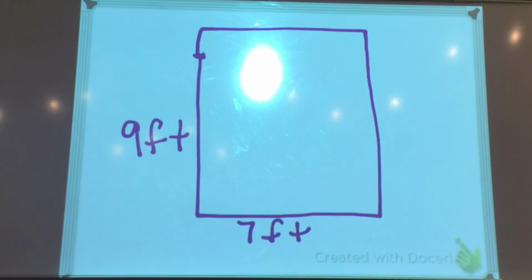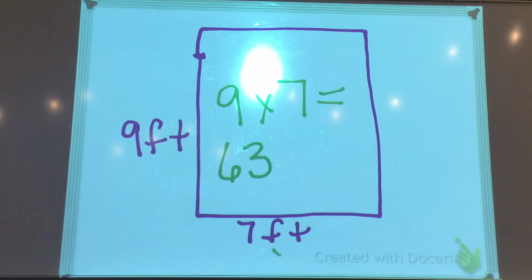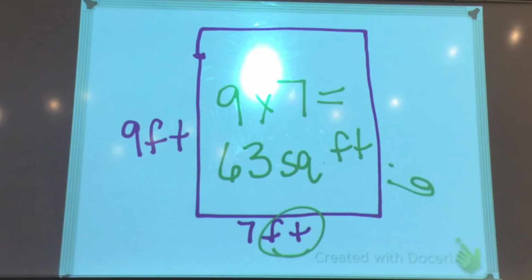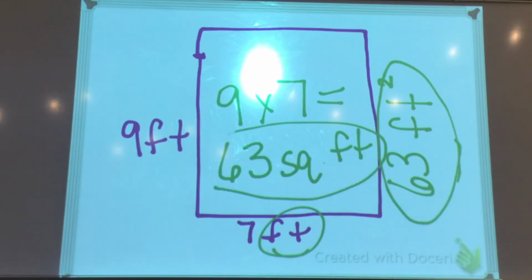So when we multiply the length times the width, the length is 9, the width is 7. So 9 times 7 equals 63. And this one is feet. So this is square feet. Or we could say 63 square feet this way. Okay, so there are 2 ways to write that answer.